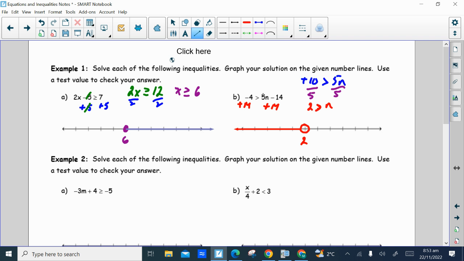And when n is 0, 5 times 0 is 0. Take away 14 is negative 14. Negative 14 on the right is smaller than negative 4 on the left, so it checks. If we chose a number greater than 2, let's say 3, 5 times 3 is 15. Take away 14 is 1. 1 on the right is not less than negative 4. It's greater than negative 4. So that just shows us that a number like 0 works, whereas a number like 3 doesn't. Okay? So it just verifies that our solution is correct.